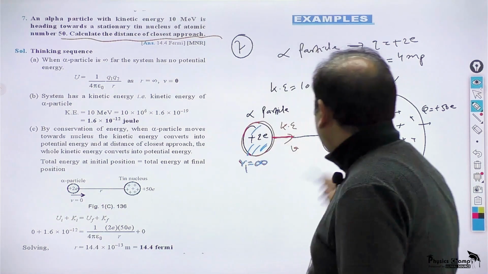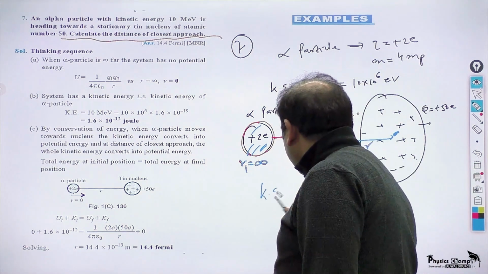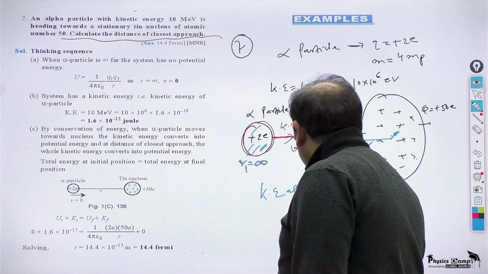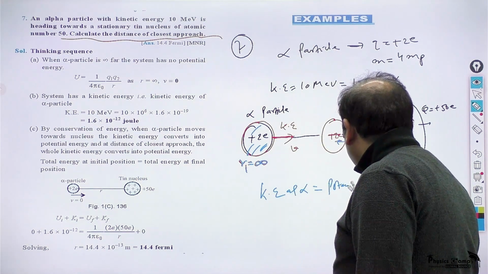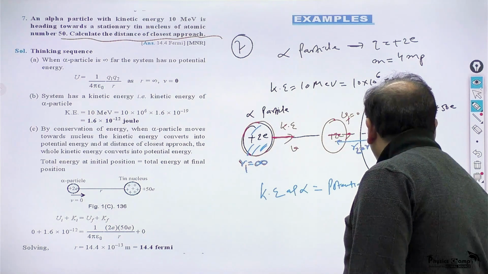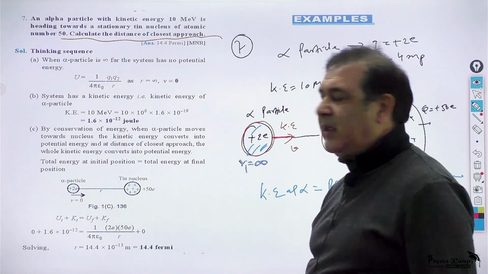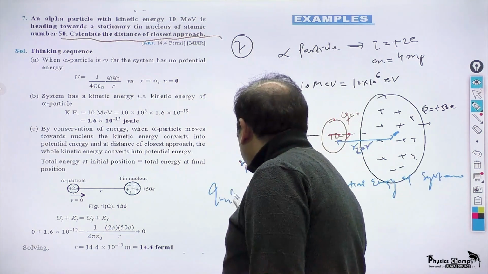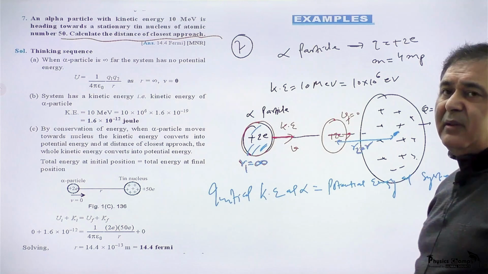So where finally it is coming to rest, it means the initial kinetic energy of the alpha particle is now converted into potential energy of the system. So at this position, the initial kinetic energy of the alpha particle is converted into potential energy of the system.